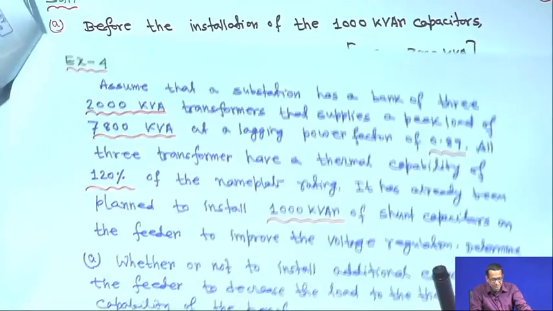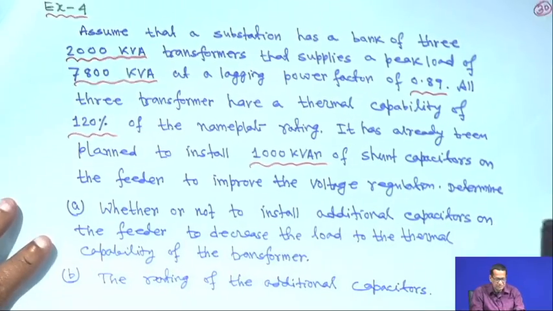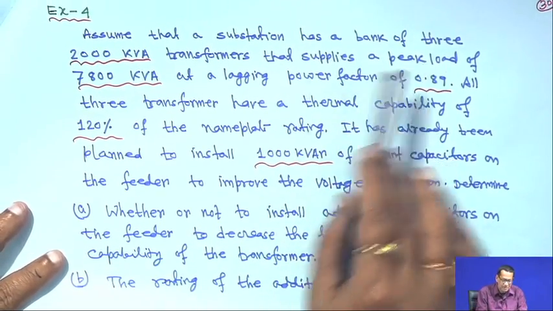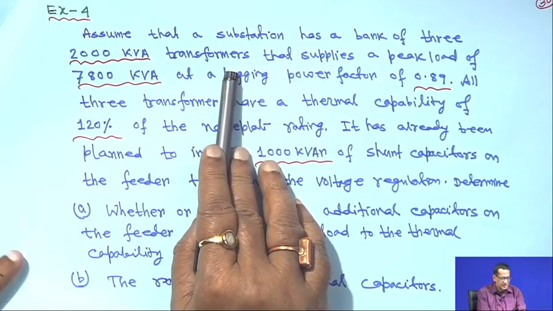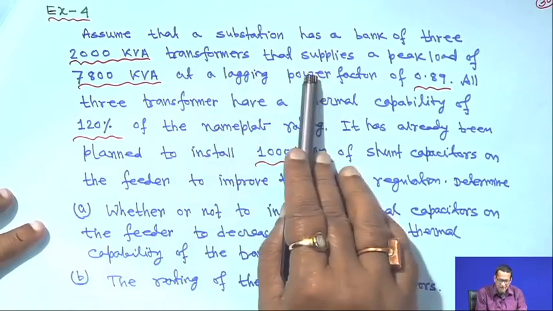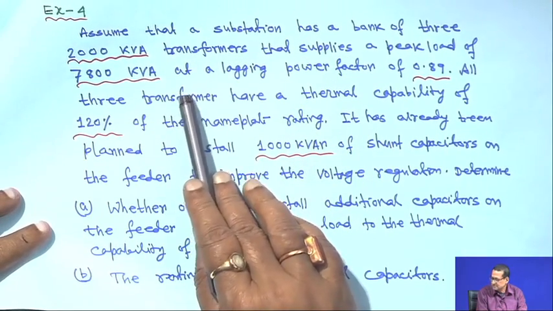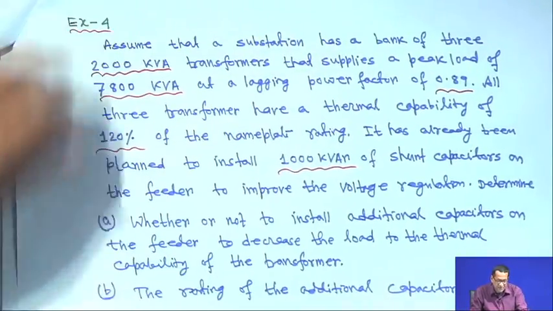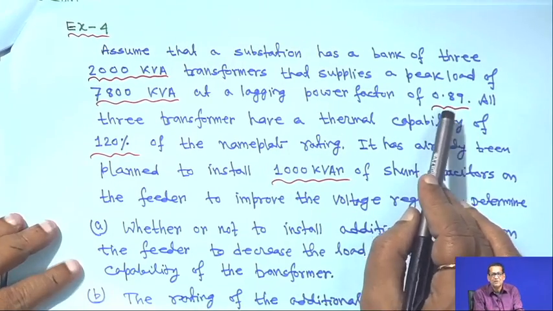So, next one is another example. Assume that a substation has a bank of 3 2000 kVA transformers, and that supplies a peak load of 7800 kVA at a lagging power factor of 0.89. So, it is a good power factor.